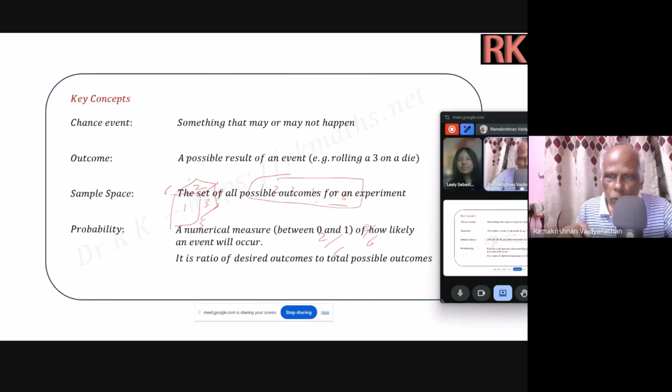Probability is a numerical measure between 0 and 1 of how likely an event will occur. It is the ratio of desired outcomes to possible outcomes. You should know the meaning of desired outcomes. What you want. You want head or you want tail or you want both, or you want 1 or you want 2 or you want 1 or 2 or you want 1, 2 or 3, like that, right? Divided by total possible outcomes. All the possible outcomes is the total number of events in the sample space. Understood all this?